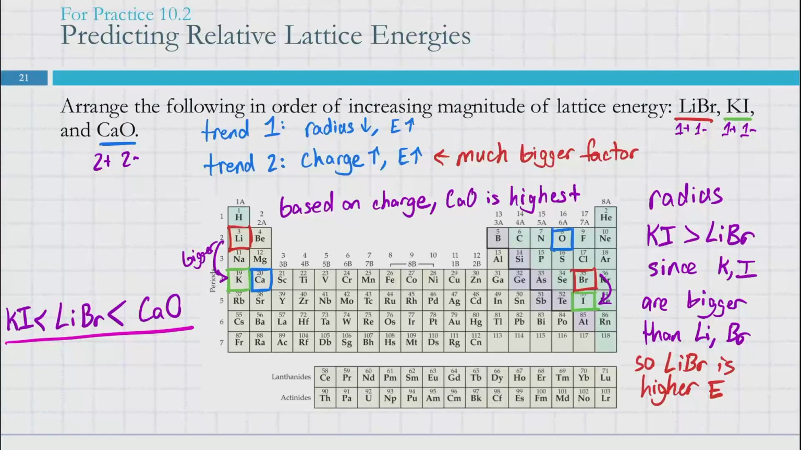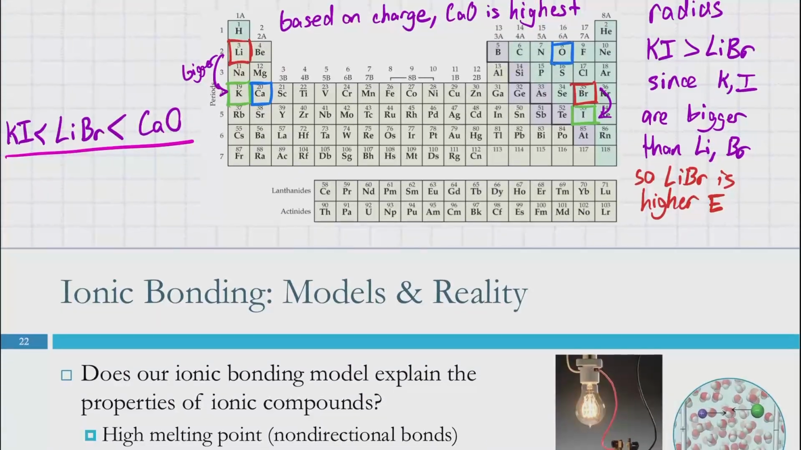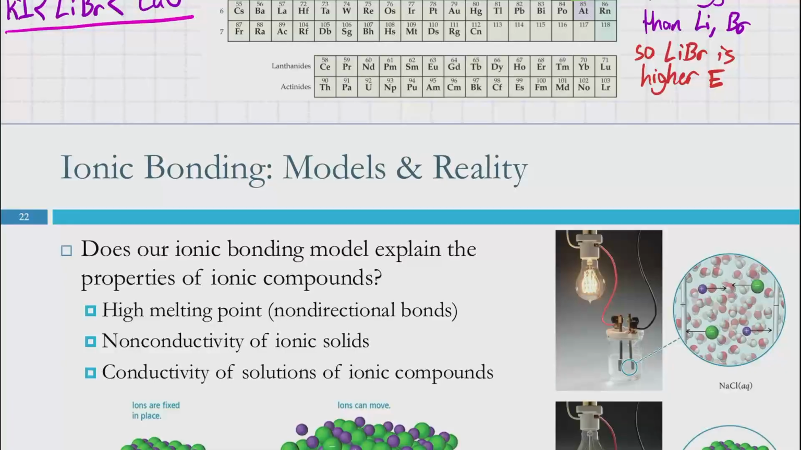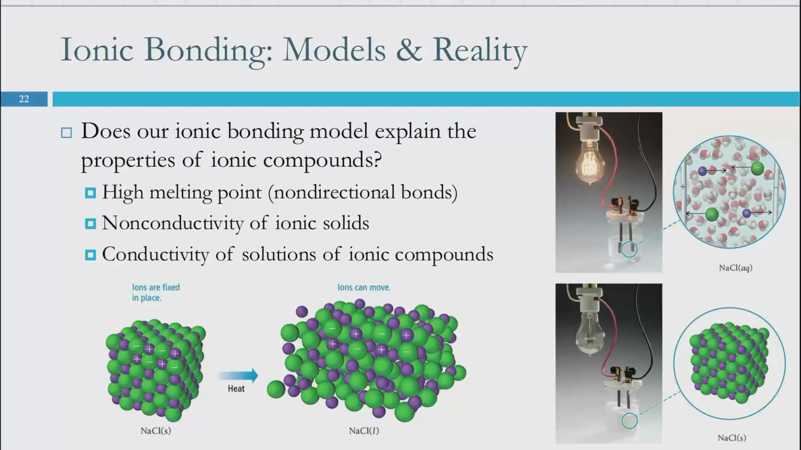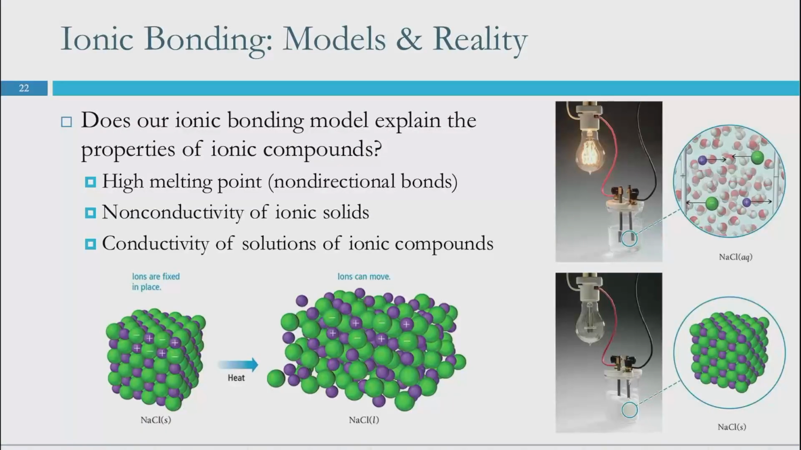Okay. So that's some comparison of lattice energy. We've talked about ionic bonding a little bit, a decent amount, right? We're transferring electrons from our metal to our nonmetal. Does our ionic bonding model explain the properties of ionic compounds?